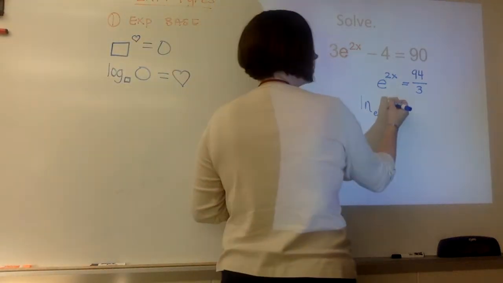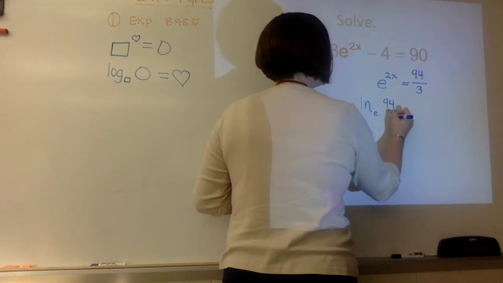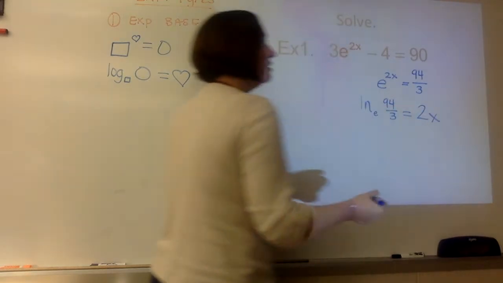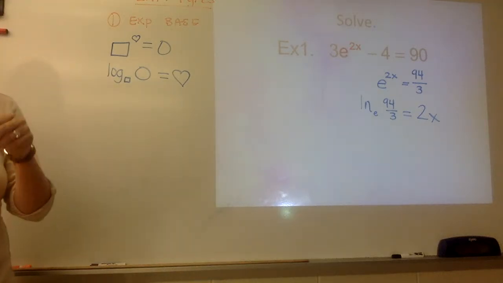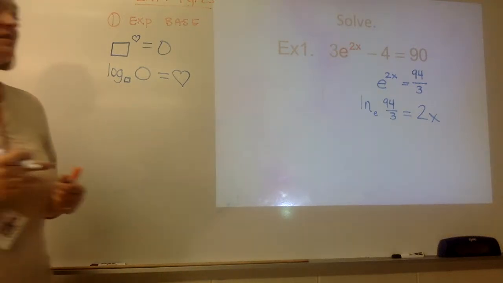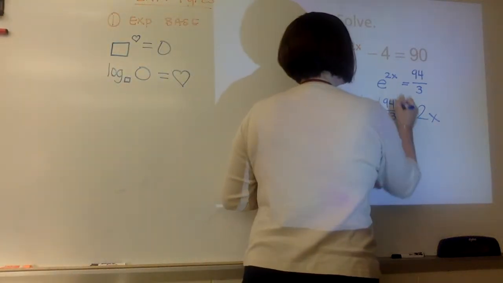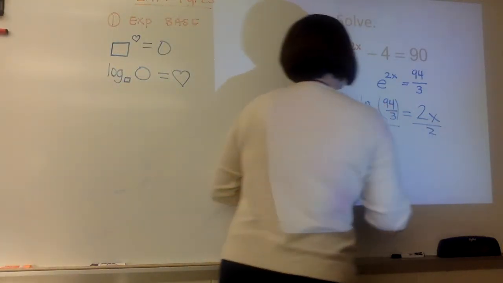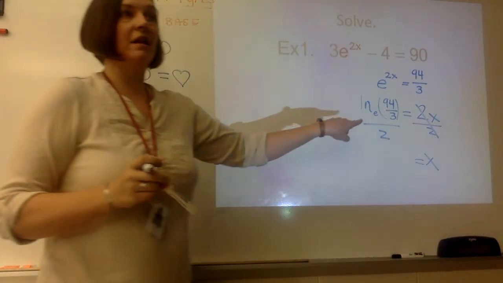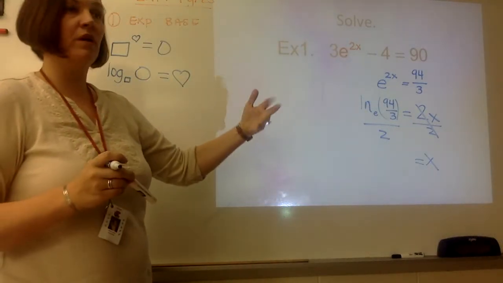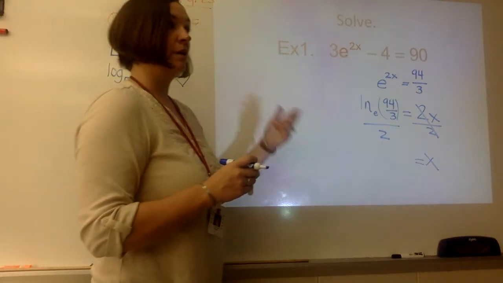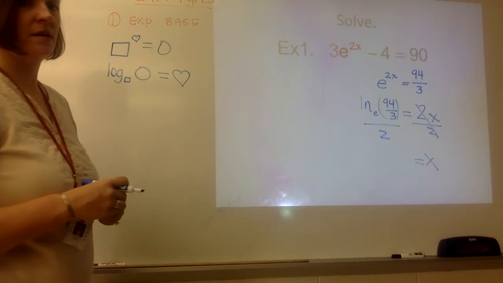What's the answer? 94 over 3 is equal to 2x. Do you notice now how you got the exponent out and just became a number by itself by converting the form? Last step is to divide by what? 2. Okay? So, when we do that, x is equal to, please put this into your calculator. Natural log of 94 divided by 3, hit enter, and then divide by 2. Do it in separate steps.